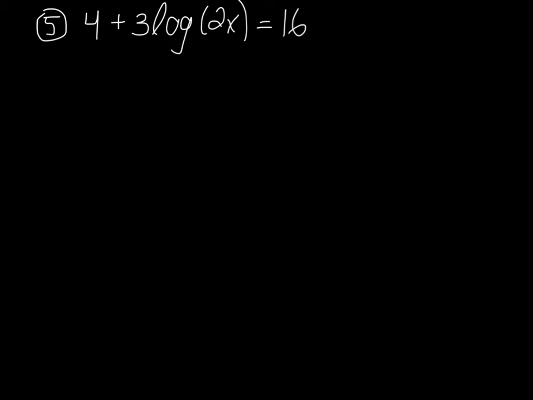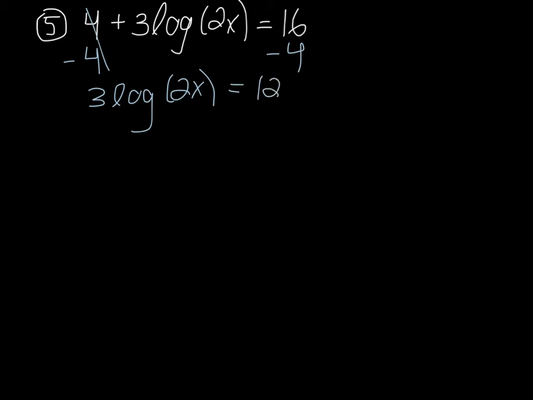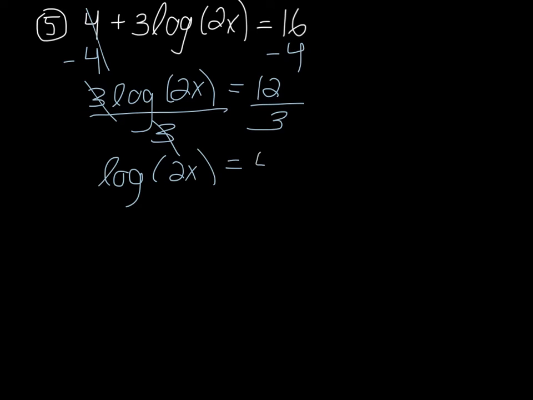In this example, we need to first get the log by itself. So we're going to subtract 4 to the other side. We get 3 log, that's base 10. It's the common logarithm since nothing else is written. We're going to divide the whole thing by 3 to again get the log by itself. You get that the log of 2x equals 4.